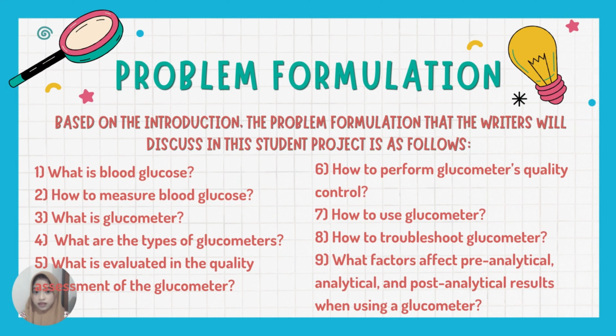Based on the introduction, the problem formulation that the writers will discuss in this student project is as follows. The first one is what is blood glucose, how to measure blood glucose, what is glucometer, what are the types of glucometers, what is evaluated in the quality assessment of glucometer, how to perform glucometer's quality control, how to use glucometer, how to troubleshoot glucometer, what factors affect pre-analytical, analytical, and post-analytical results in glucometer.